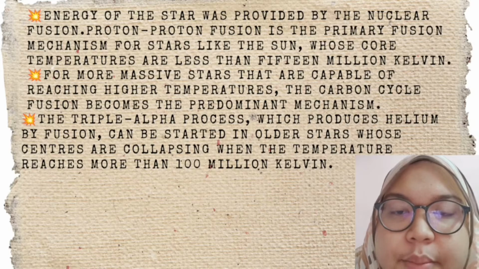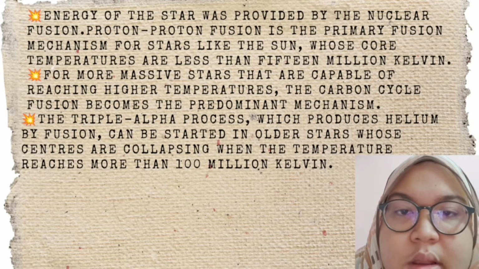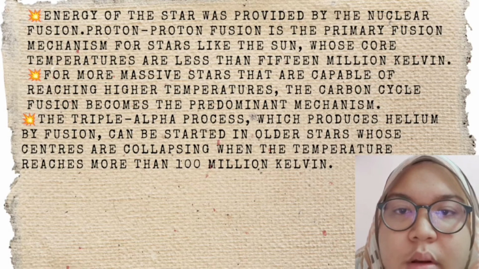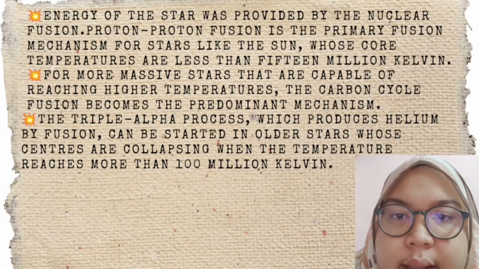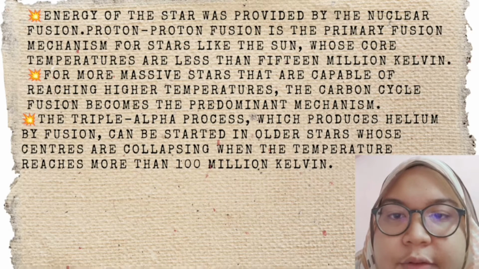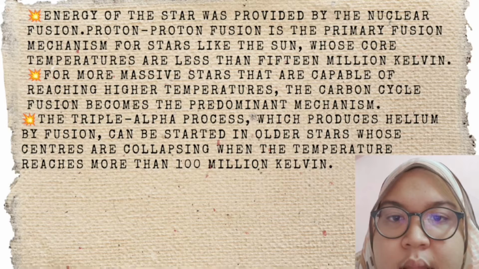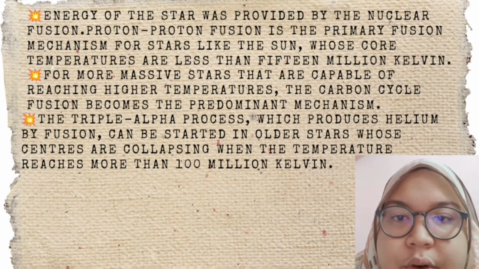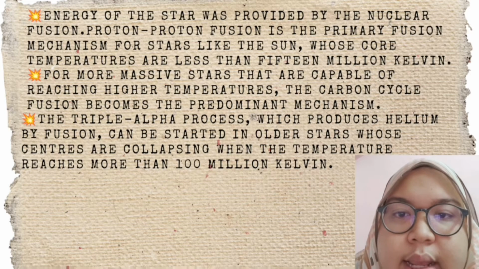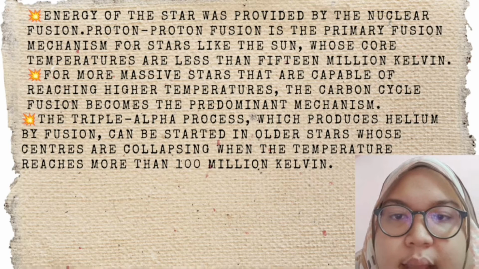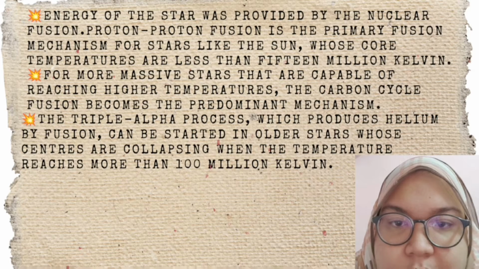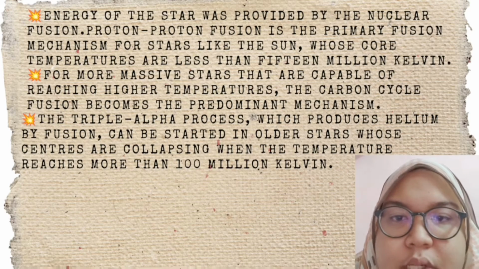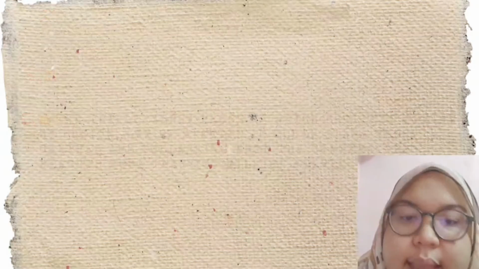Proton fusion is the primary fusion mechanism for stars like the Sun, whose core temperatures are less than 15 million Kelvin. For more massive stars that are capable of reaching higher temperatures, the carbon cycle fusion becomes the predominant mechanism. The triple alpha process, which produces helium by fusion, can be started in older stars whose centers are collapsing when the temperature reaches more than 100 million Kelvin.